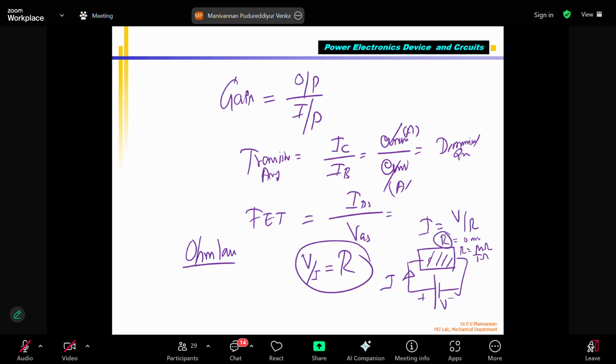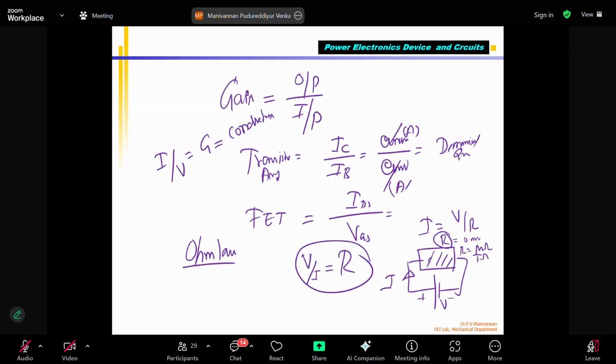In case of an insulator, rubber, wood, all those things, the resistance will be very high. Fine. Voltage divided by current is called resistance. Instead of that, current divided by voltage, correct? I divided by V is called G. G is called conductance.